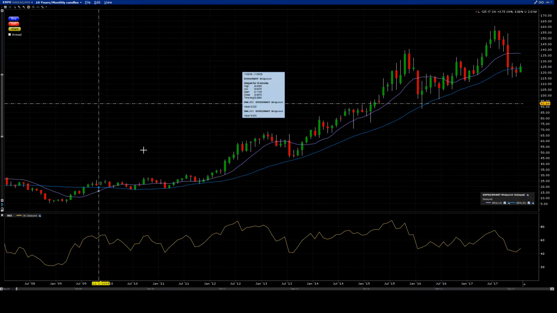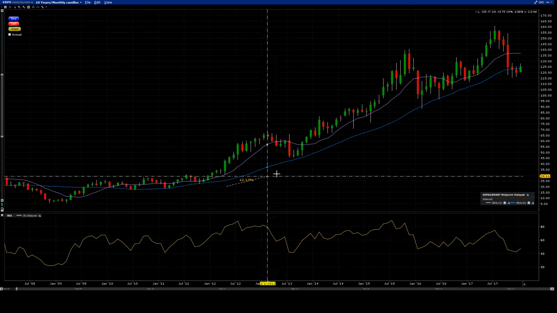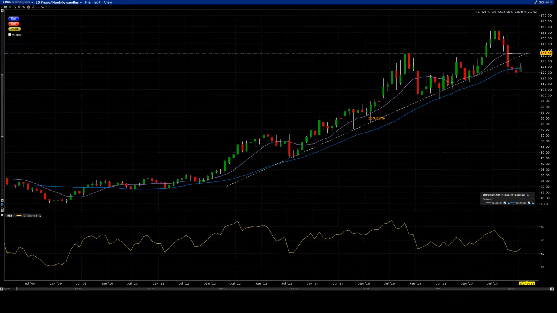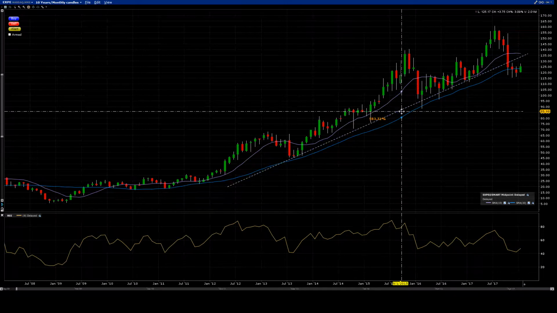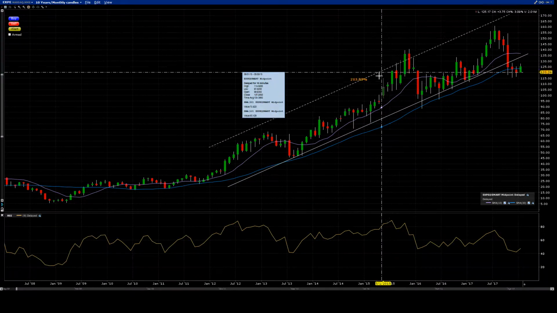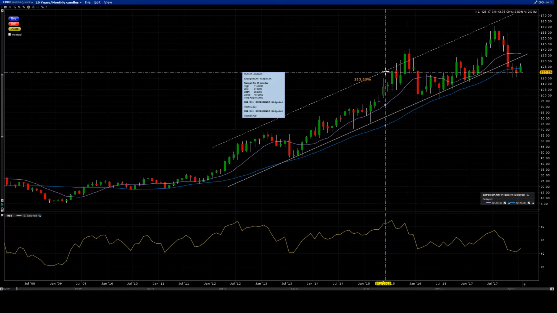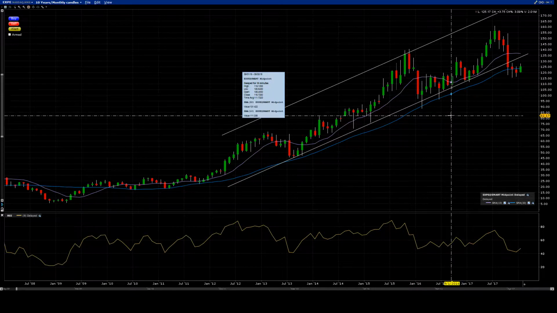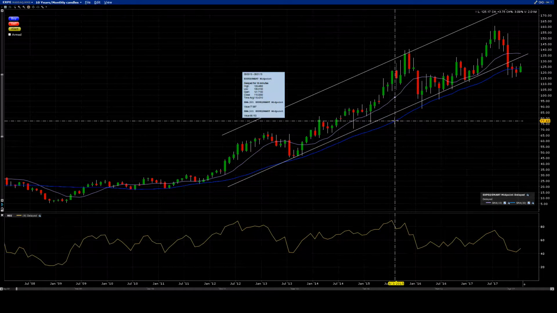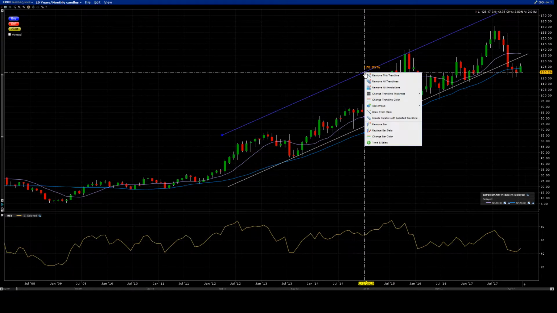All right, let's start with the ascending trend line here. Was that an ascending trend line? Maybe not. Hard to extrapolate. All right, so maybe that's not what we're having. Right here is a pattern.